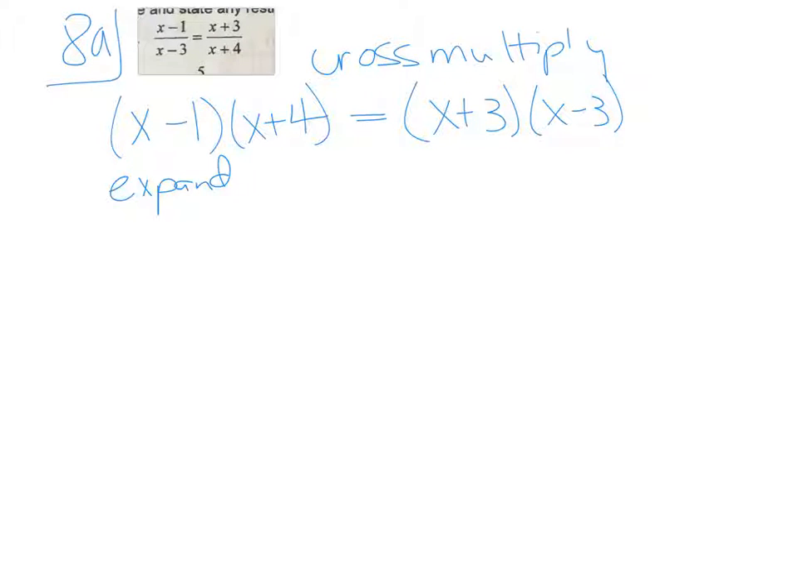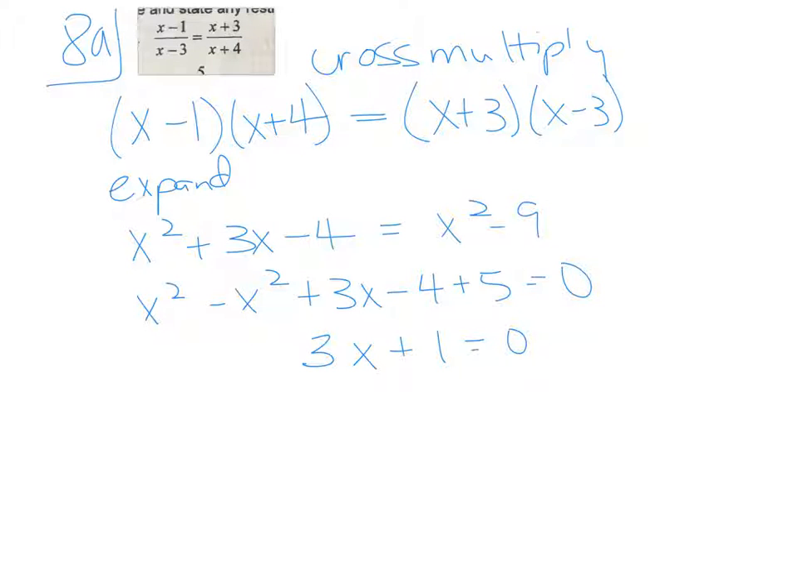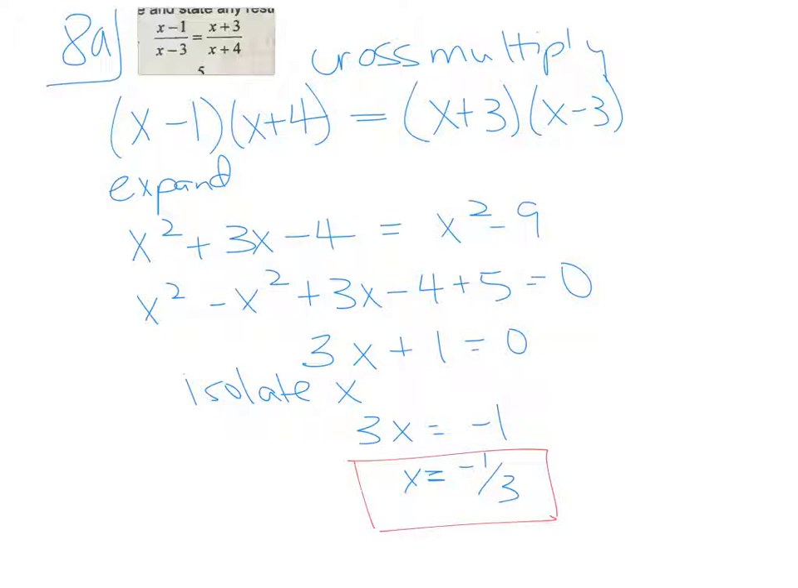And now to expand on each side. And now to collect like terms. And now to isolate x. Our final solution then would be x equals negative 1/3.